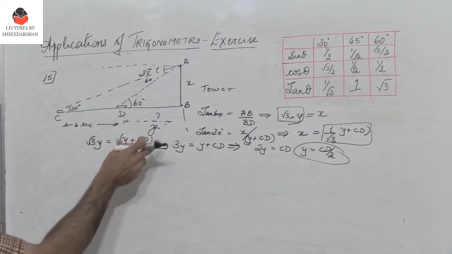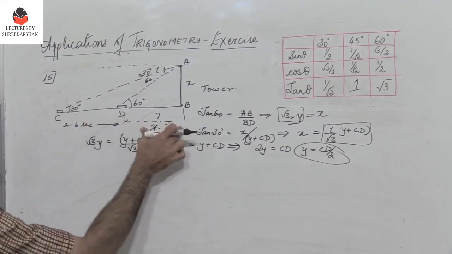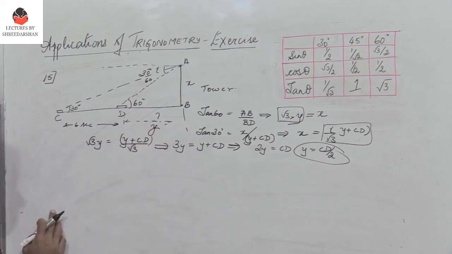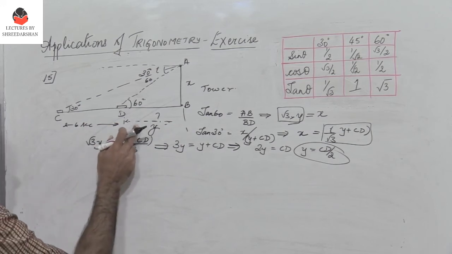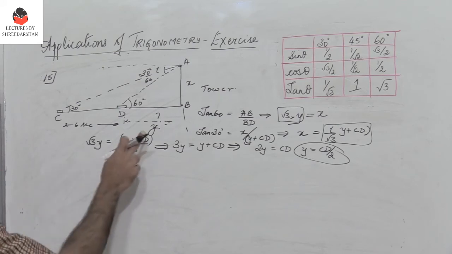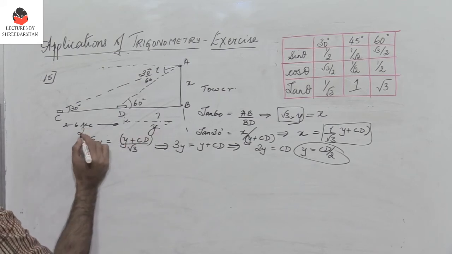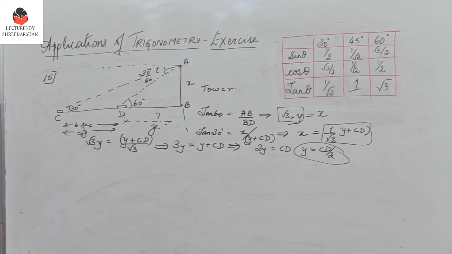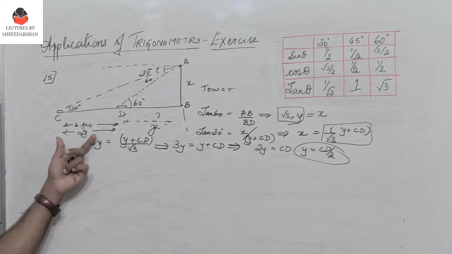Okay, so this y is CD divided by 2. So this is half the distance. Okay, right? So this is half the distance. Y is this distance divided by 2. Or if this is y, this is 2y. So the car takes 6 seconds to travel a distance 2y.